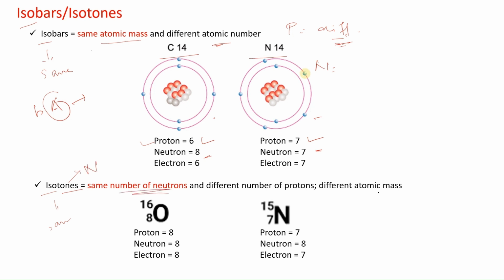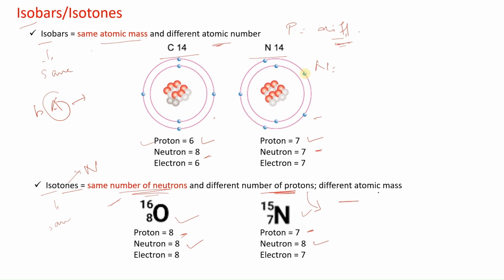Same number of neutrons. Correct? Now, they have different number of protons. Again, when the proton number changes, it means the atomic number will change, which means the element's identity will change. So an example here is oxygen-16 and nitrogen-15. Here the number of protons is 8, here the number of protons is 7. So they have different protons. That means their identity changed. Here the number of neutrons is 8, and here also 8. So the number of neutrons should be the same.